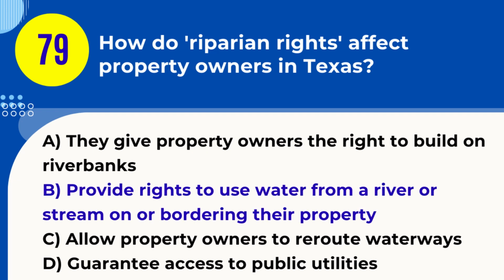Answer: B. Provide rights to use water from a river or stream on or bordering their property. Explanation: In Texas, riparian rights refer to the rights of property owners whose land borders a river or stream. These rights allow the property owner to use water from the waterway, such as for irrigation, subject to certain regulations and restrictions.